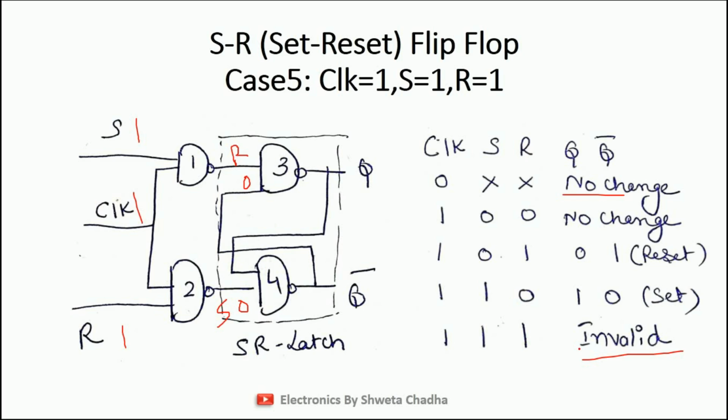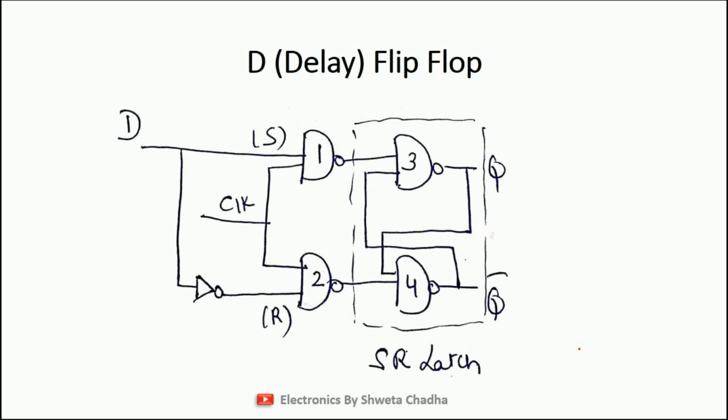Now the next flip-flop which I am going to discuss is D flip-flop. D stands for delay flip-flop, and students, D flip-flop is nothing but a special case of SR flip-flop. As you can see, I have already designed an SR flip-flop over here. And what is D flip-flop? I have connected signal S with signal R through a NOT gate, and this will start behaving as D flip-flop, that is known as delay flip-flop.